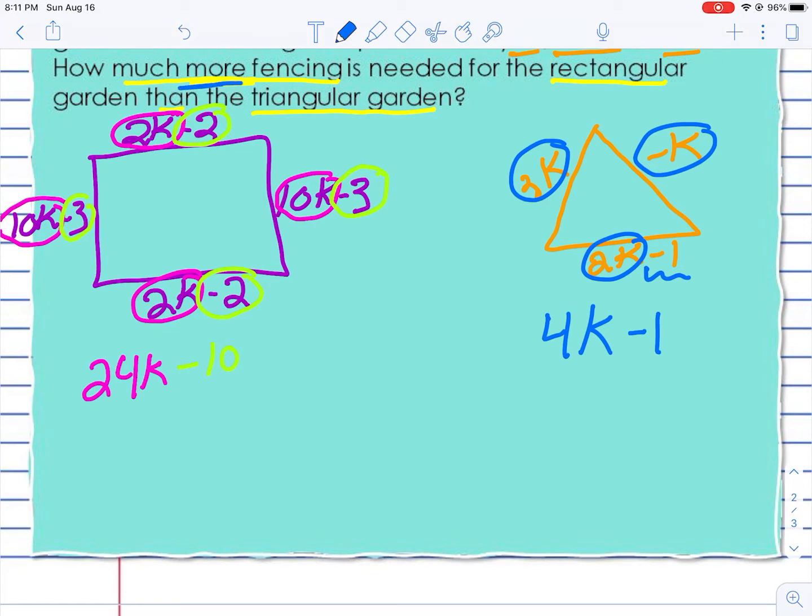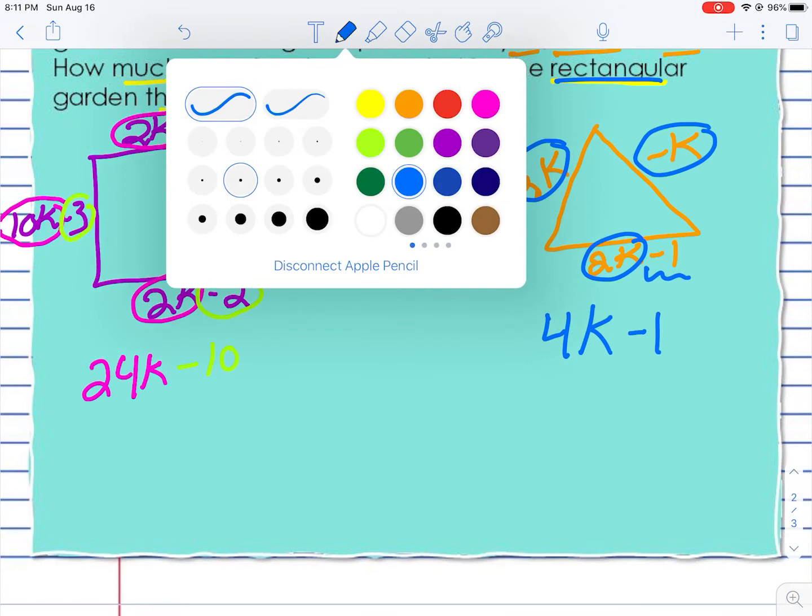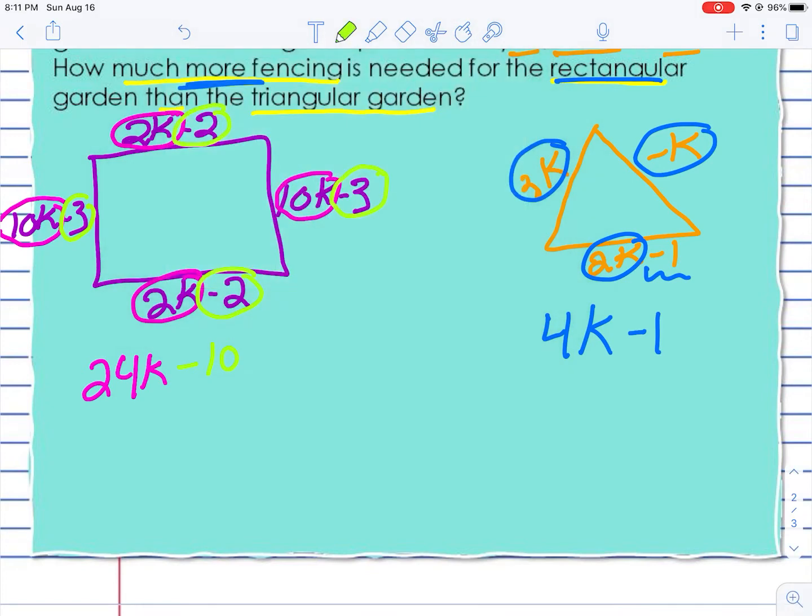So now we just need to figure out how much more fencing is needed for the, pay very close attention, it says rectangular. So it says how much more is needed for the rectangular. So that must mean the rectangular one has more fencing. This one must be bigger. The rectangle must be much bigger.